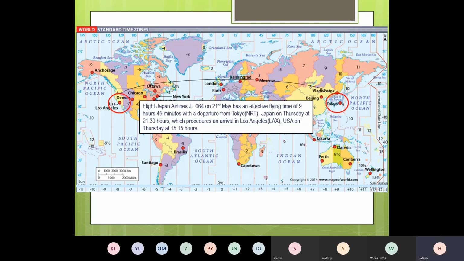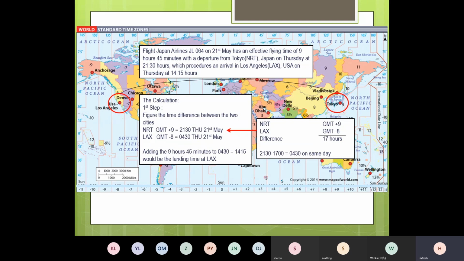Okay, so this is another example, flights on airline. Just now your calculation was based on the timing, but now the calculation includes the transport time. If you look here, Japan Airlines, 31st May has an effective flying time of 9 hours 45 minutes, with a departure from Tokyo Narita, Japan on Thursday at 21:30 hours, which on arrival in Los Angeles, USA is Thursday 15:15. This one already gives you the answer, but I want to show you how they calculate.